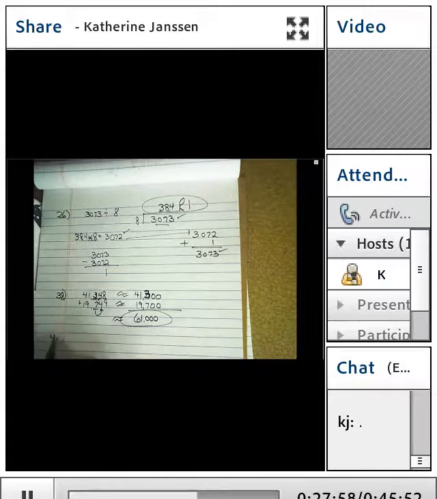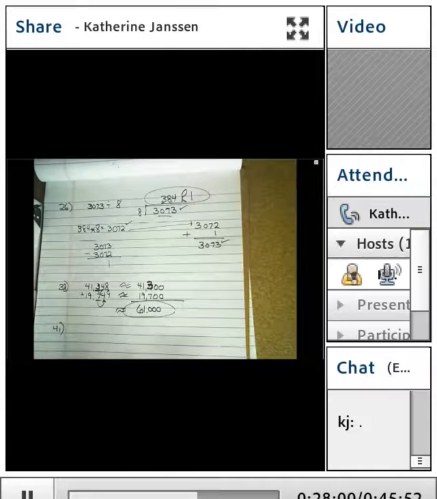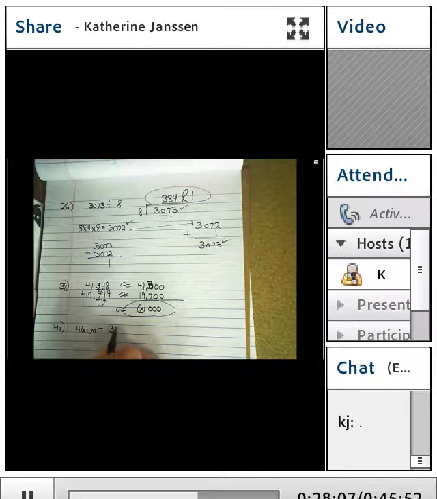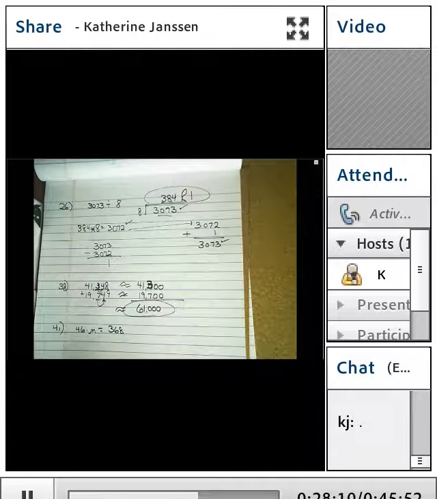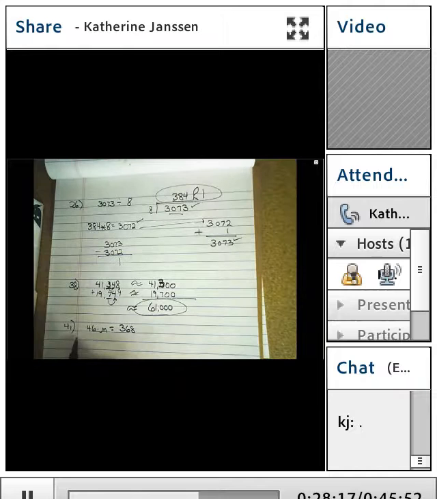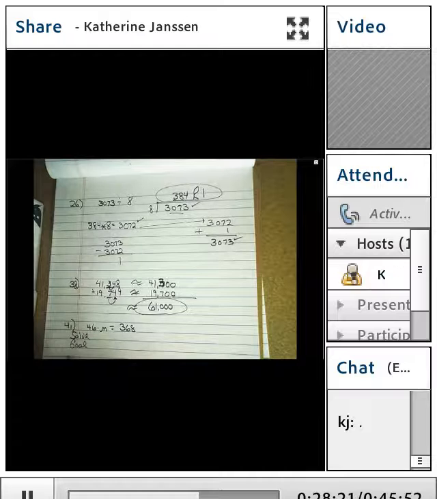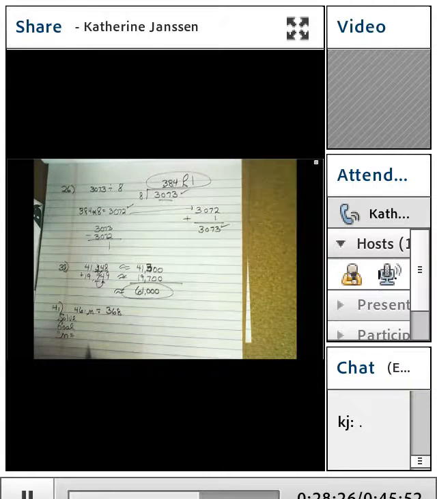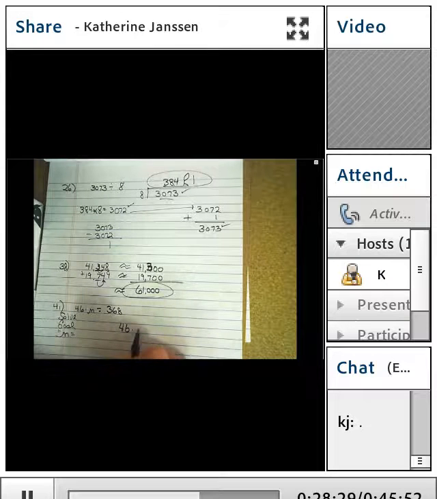Number 41. Number 41, we're supposed to solve. 46 times n equals 368. Well, our directions are to solve, so that means I want to set a goal of n equals. In this case, my variable is n. I want to isolate the variable. I have 46 times n equals 368.